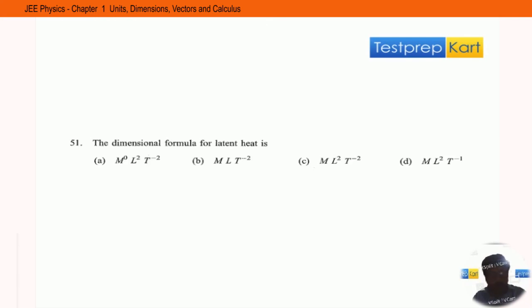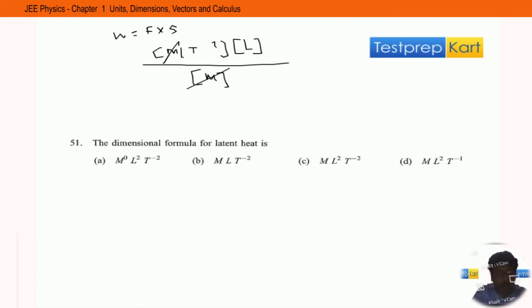The dimensional formula for latent heat. In case of latent heat, what will be the dimensional formula of work? Work means force into displacement. What is the force? ma. So M L T to the power negative 2 into displacement, that is L, over mass, that is M. M and M cancel. So it becomes L square T to the power negative 2. So M0 L square T to the negative 2. So 51 is the correct answer.